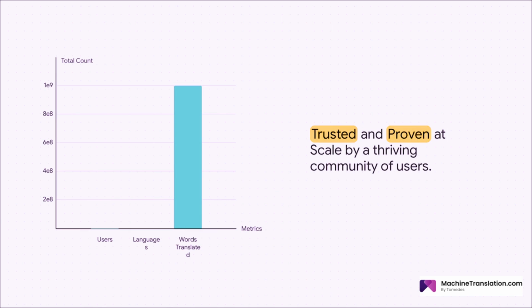We're not talking about some small niche tool here. The scale is pretty massive. We're talking over 1 million users, over 270 languages supported, and more than 1 billion words translated. So yeah, this system has been seriously battle-tested. It's operating on a global scale.